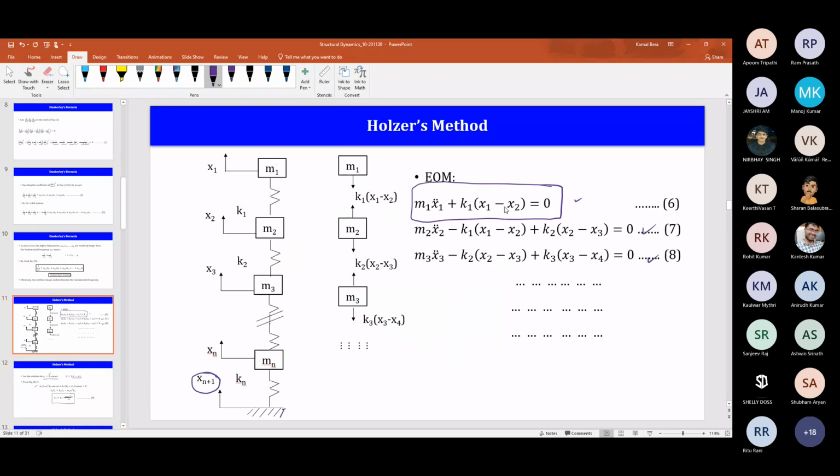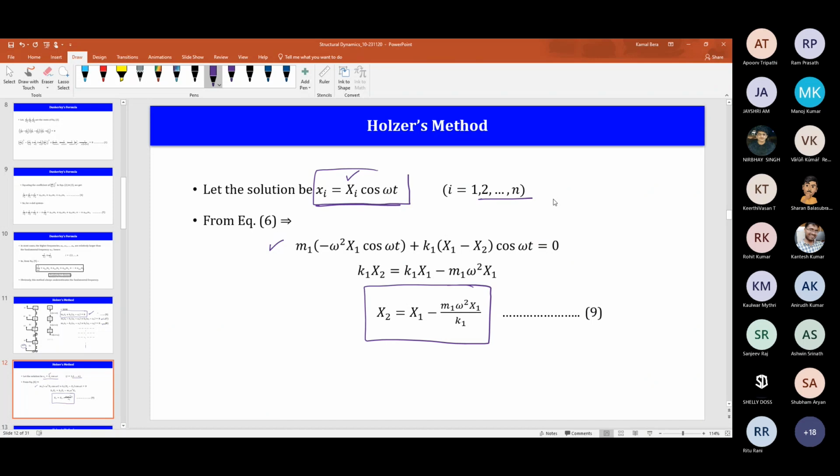This is a multi-degree of freedom system. I am writing the equation of motion using any of the approaches, either free body diagram or Lagrange equation using the energy approach. Equations 6, 7, 8 are the equations of motion for the first mass, second mass, third mass, and so forth. I am concentrating on the first equation right now and assuming the solution in the form xi equals capital Xi cos omega t, that is, small x1 equals capital X1 cosine omega t. Now if I substitute this in the first equation and simplify, I'll get this.